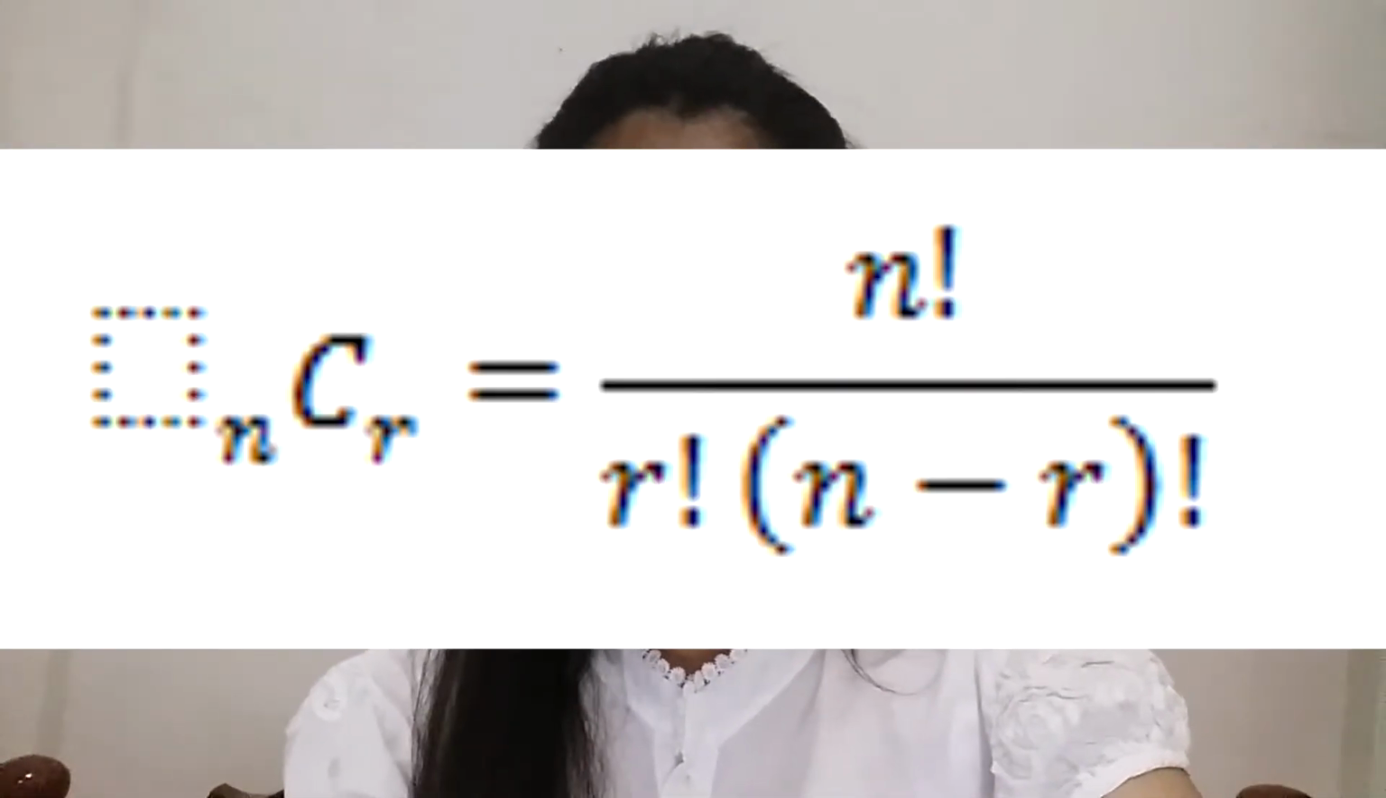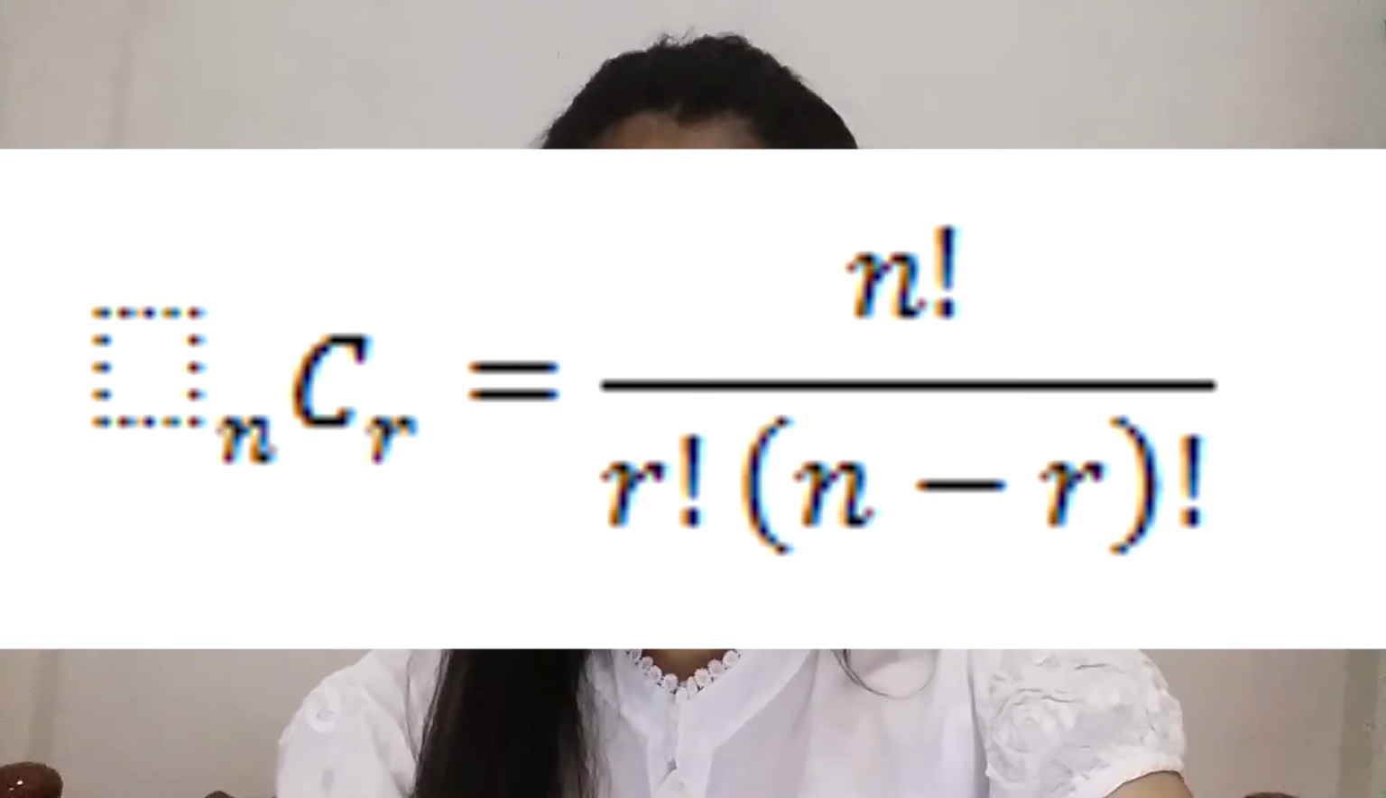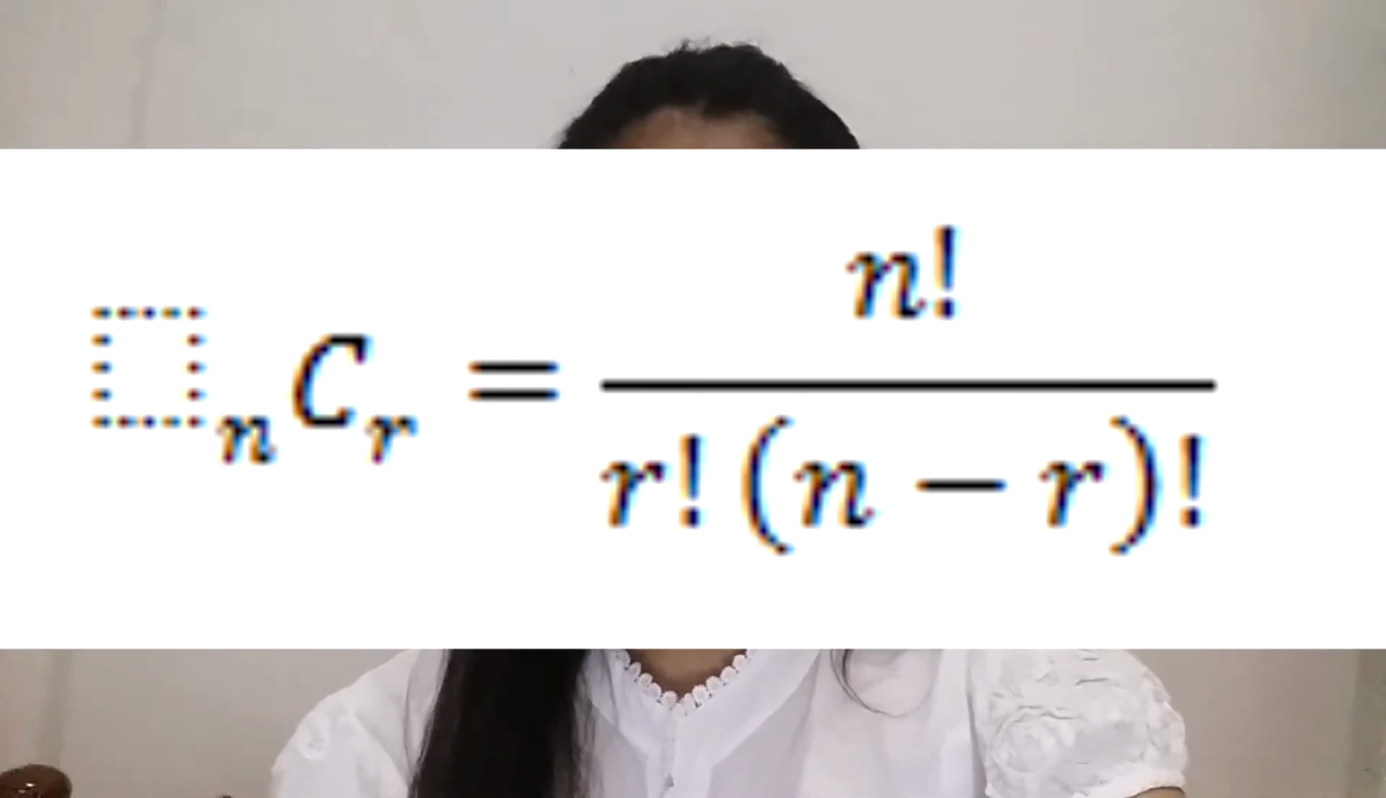Thus, the combination formula is simply the permutation formula divided by the number of ways we can arrange r. Because in permutations, we are counting all the different arrangements in r ways, but in combinations, we are not counting all the different arrangements in r ways. This is why the combination formula is n factorial over r factorial times n minus r factorial.